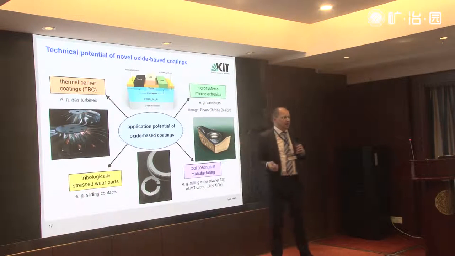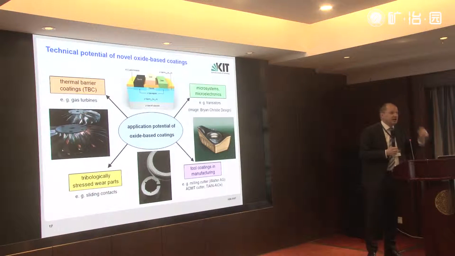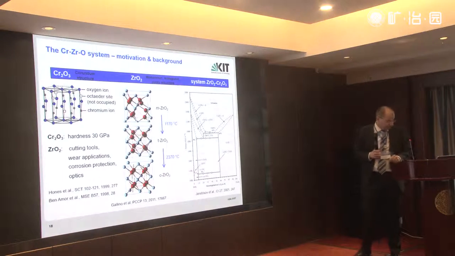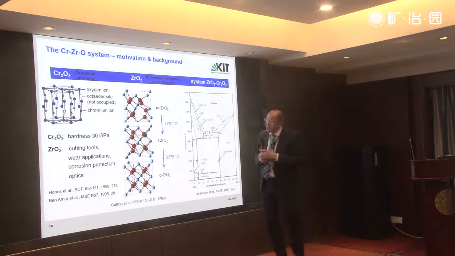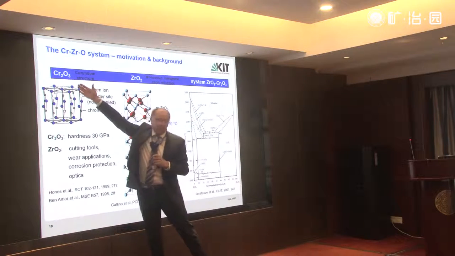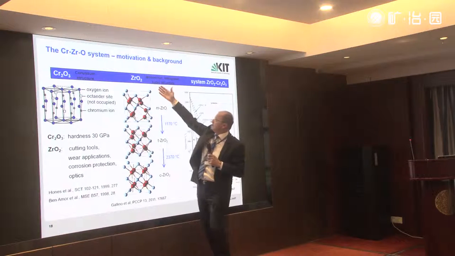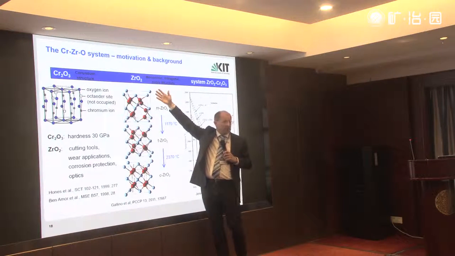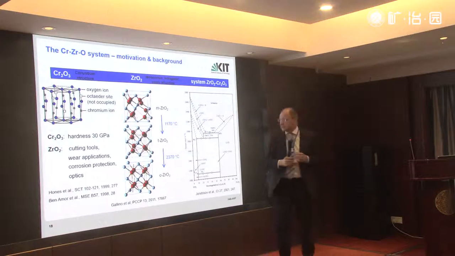So there's a big international competition, and we are a part of this international competition to produce hard coatings by magnetron sputtering and make a contribution. So in that case, for the chromium zirconium oxygen system, you have to take into account mainly the equilibrium phase, the chromium oxide, this corundum structure, and as you know, the zirconia, which may have the monoclinic, the tetragonal, and also the cubic crystal structure.